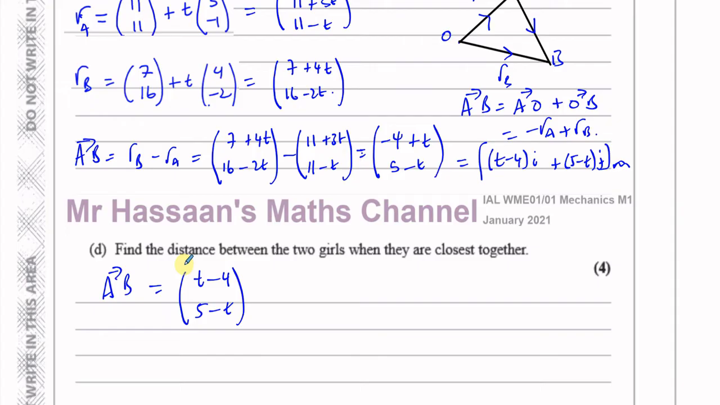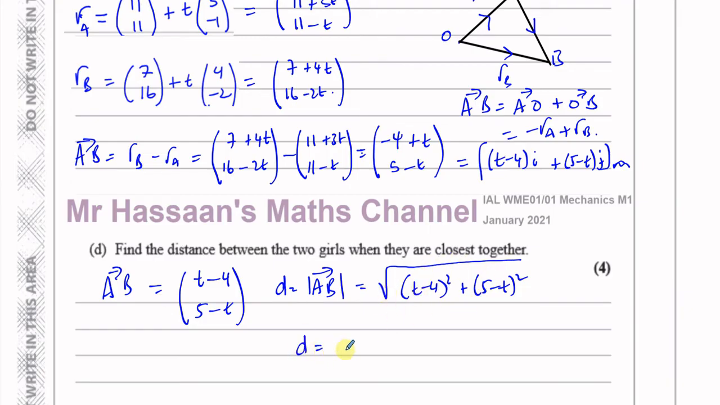Now we want to find the distance between the two girls when they are closest together. So the distance, remember, is the magnitude of the displacement. If I take the magnitude of this vector, I'm going to have the square root of (t − 4)² + (5 − t)². This is like the distance between the two points at the time t. I need to find a minimum value for this expression.